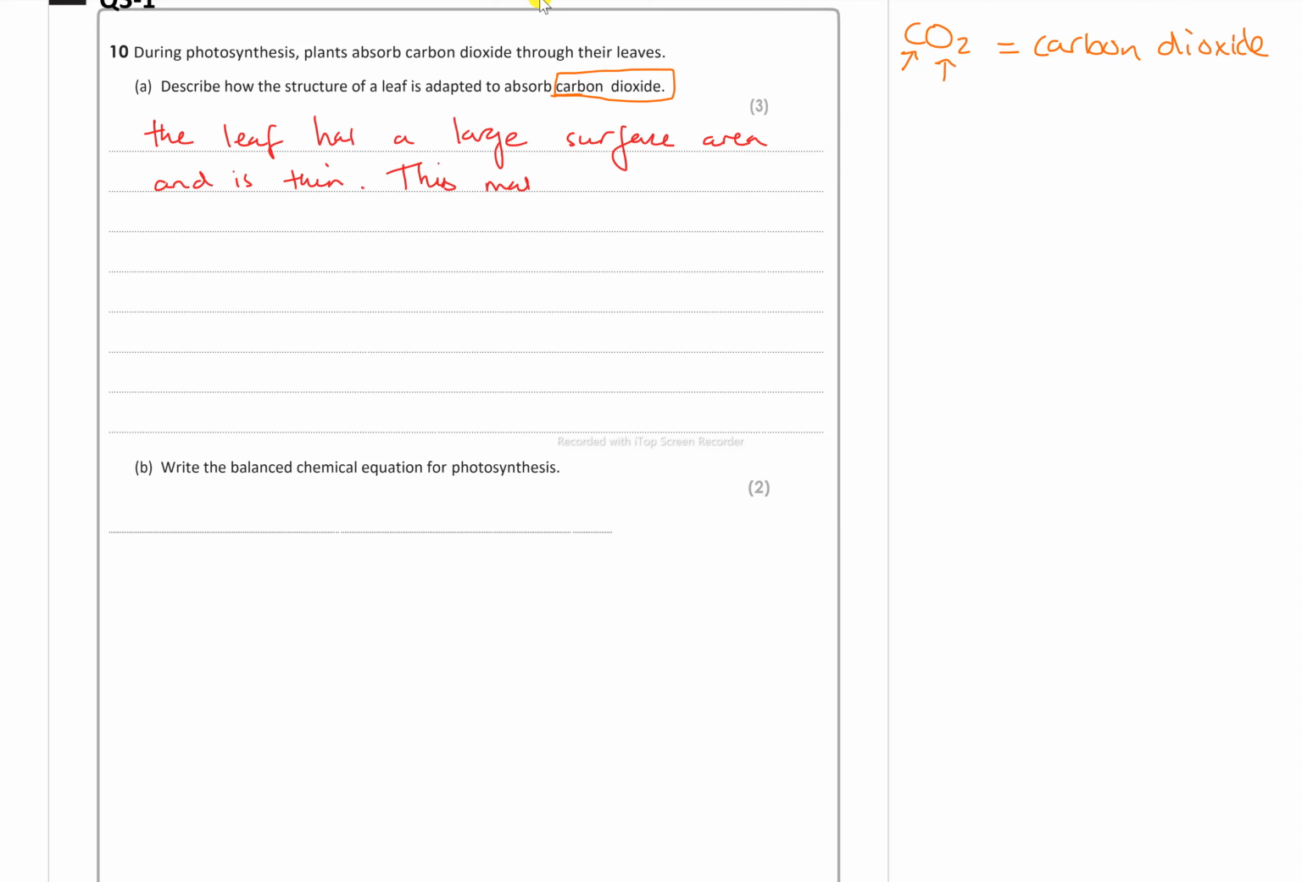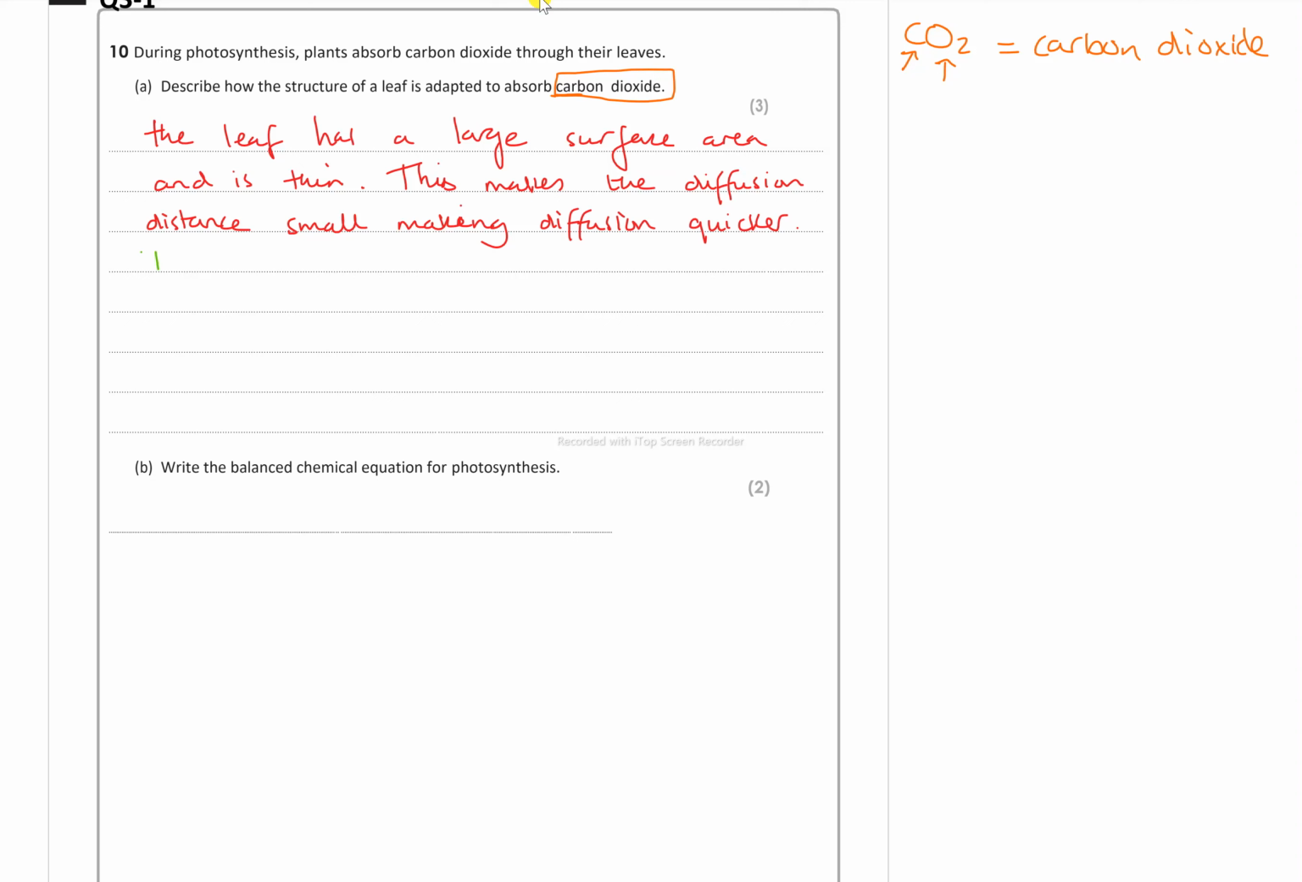This makes the diffusion distance small, making diffusion quicker or more efficient. Okay, that's that bit done.